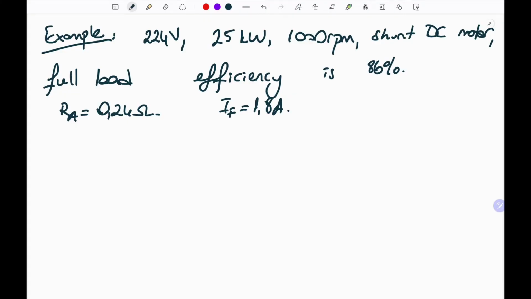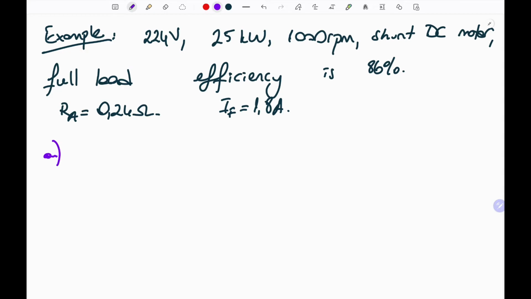The first example examines the shunt DC motor with the specifications of 224 volt terminal voltage, 25 kilowatt of output power, 1000 RPM, and 0.86 will be the efficiency during the rated load. Also, armature resistance and the field current are given.